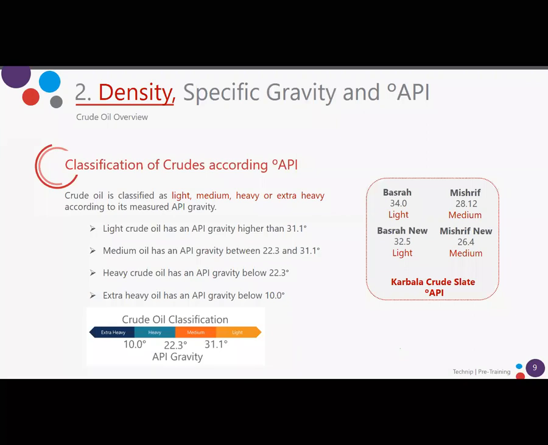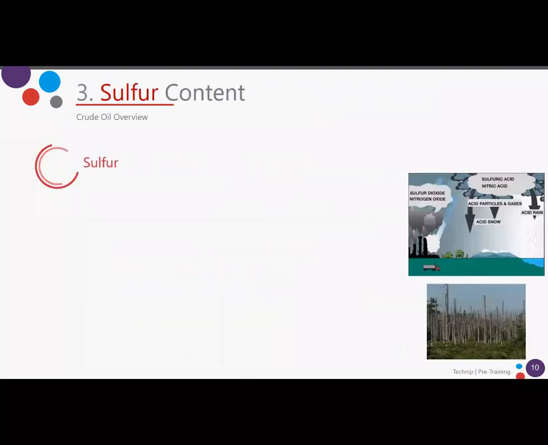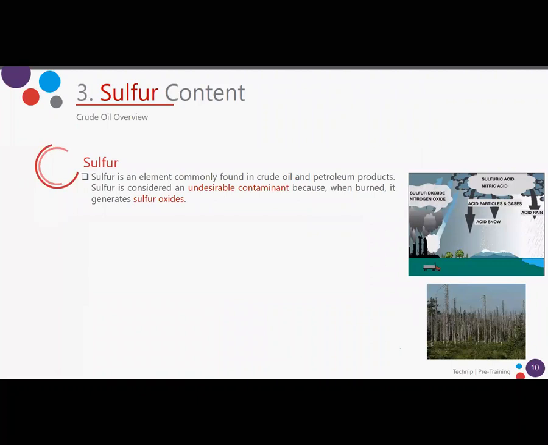Now we will see another very important element in crude oil, that is sulfur. The sulfur content is quite important in the classification of crude oils. Why? Because it's not good in the crude oil, so we have to extract this sulfur, because when burned it will generate sulfur oxide. That's why it's an undesirable contaminant in the crude oil and in the petroleum products.